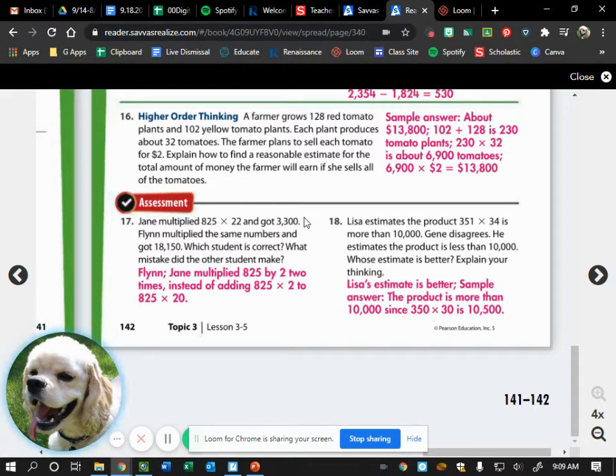I just looked at this, and I said, well, 825 times 4 equals her answer. So there's no way that 22 can equal 3,300. Exactly. Yep, exactly.